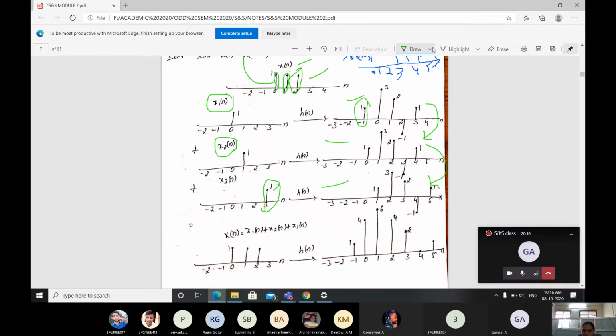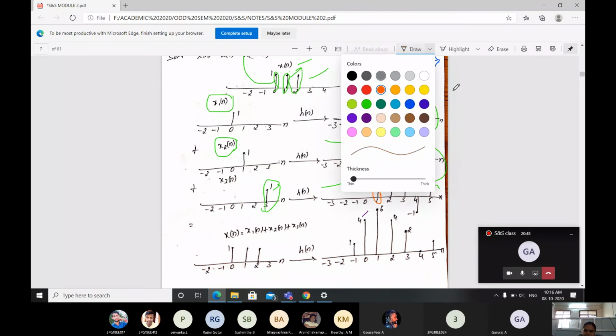Then at 0, here it is 3, and here it is 1. In terms of amplitude, 3 plus 1 you'll be getting as 4. Then at position 1, here it is 2, and here it is 3. 2 plus 3 is 5, plus here 1 is there. What is the total? It will be 6. Amplitude is going to be added here.